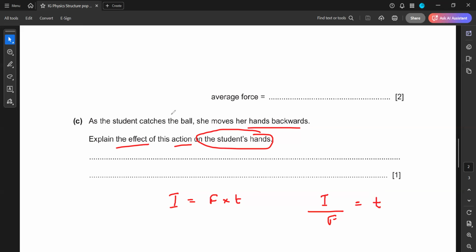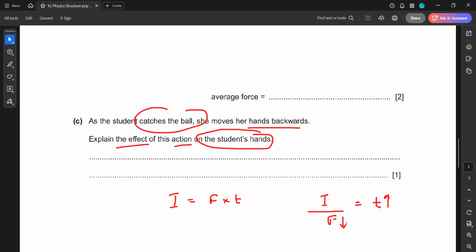So when a student catches the ball, she moves her hand backward. It means she will take a longer time to stop the ball. If she takes a longer time to stop the ball, what will happen? The force experienced by the student will be less. Same thing happens in cricket: when a wicket keeper catches the ball, he tends to move the hands backward. What is the reason? As he moves his hand backward, it takes a longer time to stop the ball.